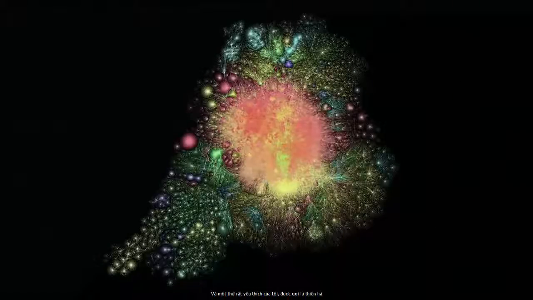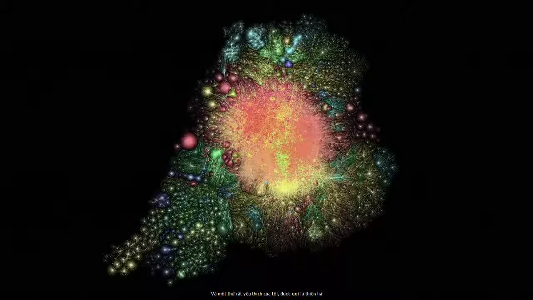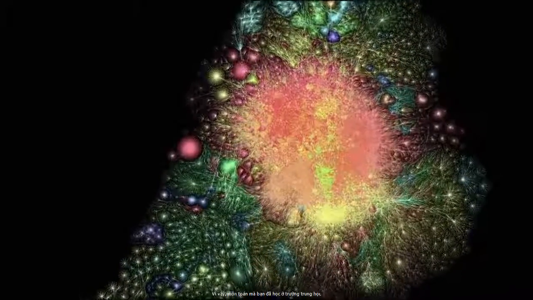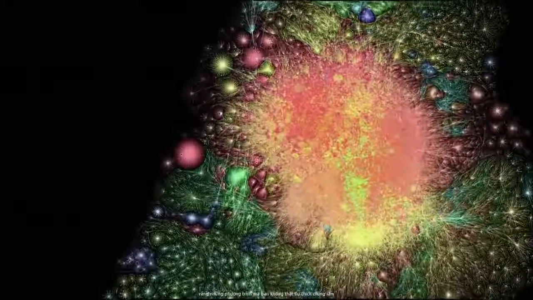And my very favorite one, this is called the Galaxy, that tells you how the catalogs and the subcatalogs in the Library of Congress are all connected together. So that math that you learned at high school, with these equations that you didn't like so much, that's behind everything. It's beautiful, it's omnipresent, it's everywhere. And who knew you could make such pretty pictures?